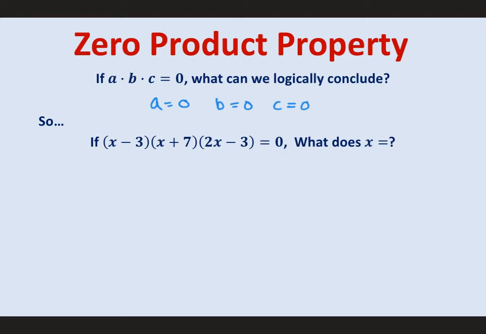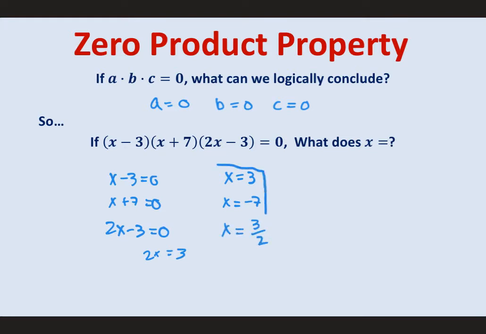Based on this logic, we can go ahead and say if this parentheses times this parentheses times this parentheses equals 0, then one or all of these parentheses have to equal 0. So let's figure out what x could possibly be if that's the case. Either x minus 3 equals 0, x plus 7 equals 0, or 2x minus 3 equals 0. If the first one's the case, then x will equal 3. If the second one's the case, then x will equal negative 7. And if the last one's the case, then we're going to add the 3 over. 2x equals 3. Divide by 2, x will equal 3 over 2.